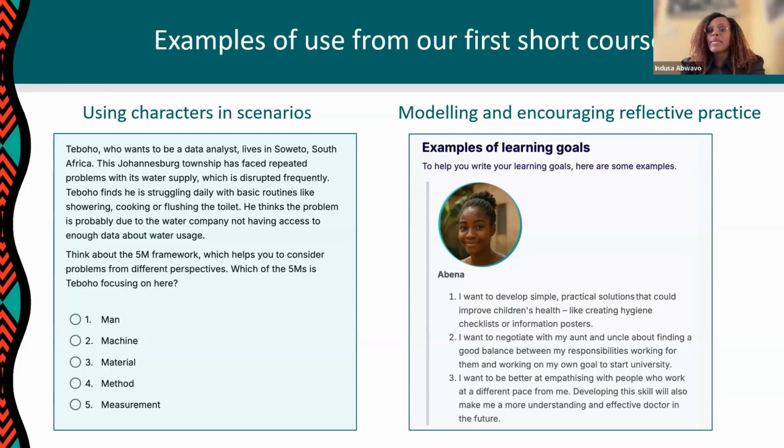The second example is modeling and encouraging reflective practice. And so here what we did is pick a character and show learners that this character is helping you along this learning journey, sort of like your companion, and here are their learning goals. So giving them an example of what the character was looking to learn at the end of that course, and then asking learners to share in their wikis or in a forum what they wanted to learn at the end of the course, so what they were expecting to gain, or the skills they were hoping to develop.